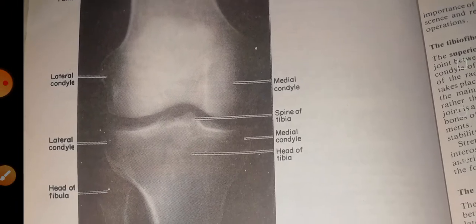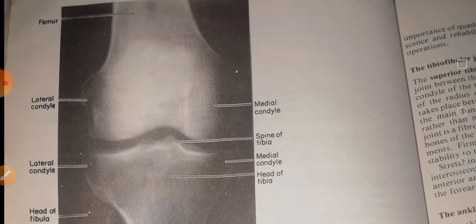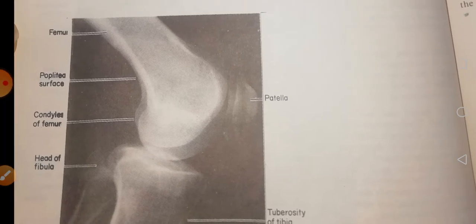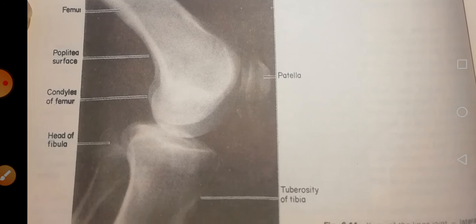Next one is the articulations. Femur bone, lateral condyle; this is the X-ray of the knee joint. Femur, patellar surface, condyles of femur, head of the fibula, patella, tuberosity of the tibia. Then the X-ray of the ankle joint: fibula and tibia, where the tibia is a little bigger in size compared to the fibula.